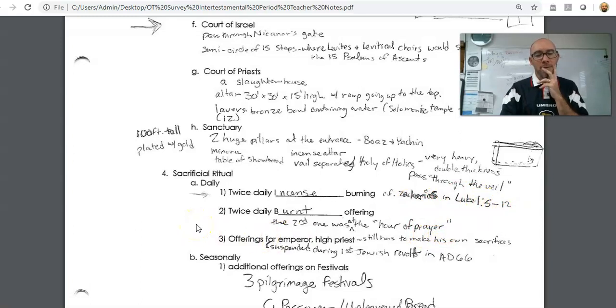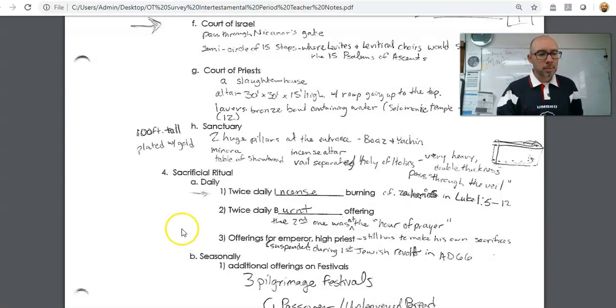They also made offerings for those who were over them, so they made offerings, probably sin offerings, for the emperor and for the high priest. You remember, he has to make offerings for himself. That's why Jesus is so much better. Though offerings for the emperor were suspended during the first Jewish revolt in AD 66. They're like, we're not offering for this guy anymore. He's a chump. We're out of here.